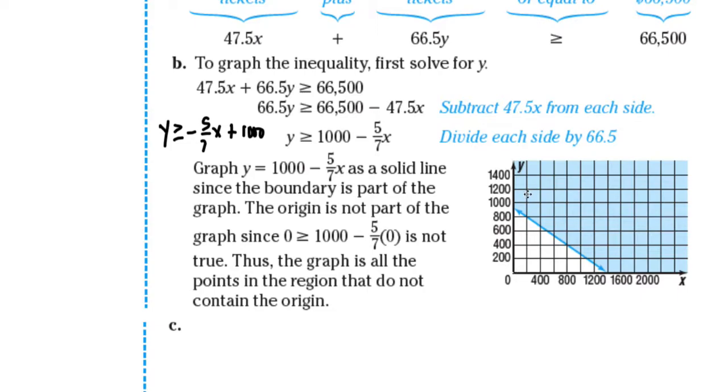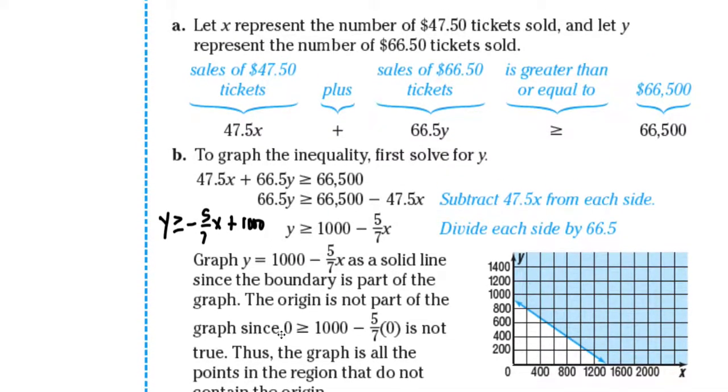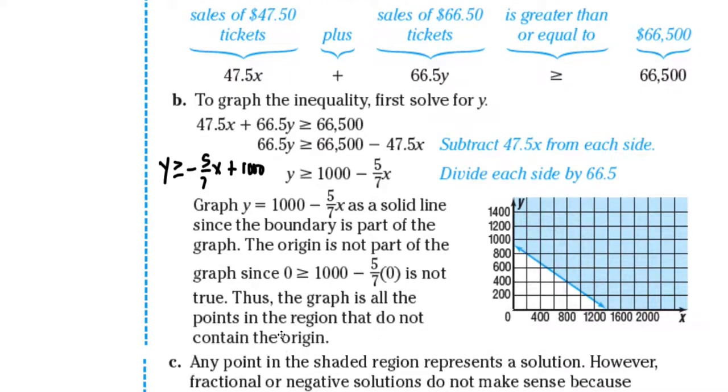When we tested the point 0, 0 for this particular inequality, we found that 0, 0 makes the inequality false. So logically, if the left side of the half plane makes the inequality false, the right side of our boundary will make our inequality true. And that's the reason why we shade the right side. So the graph is all the points in the region that do not contain the origin, which is basically the right side.